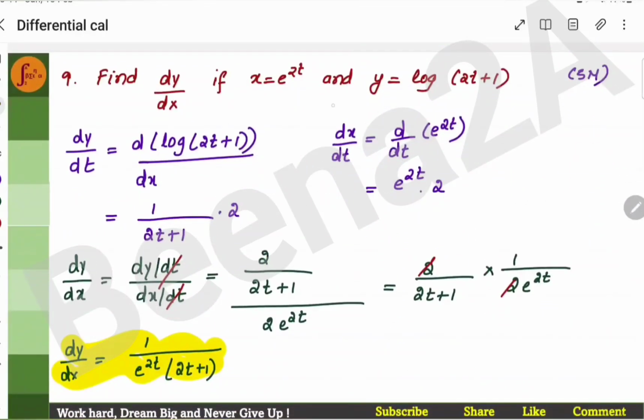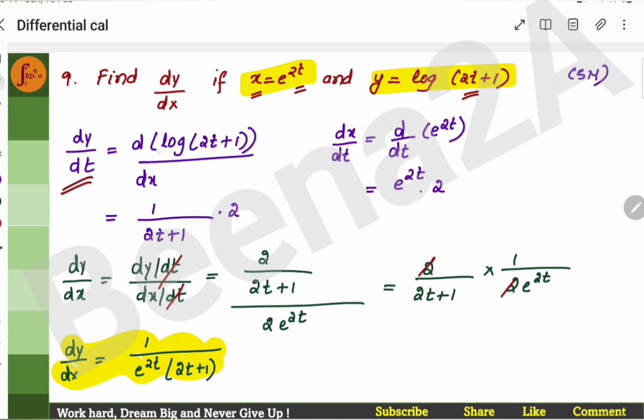Now again we'll go through this. Again this is parametric. Find dy by dx if x is equal to e to the power 2t and y is equal to log(2t plus 1). How do I say it's parametric? Because x is expressed in the form of t, and here also y is expressed in the form of t.